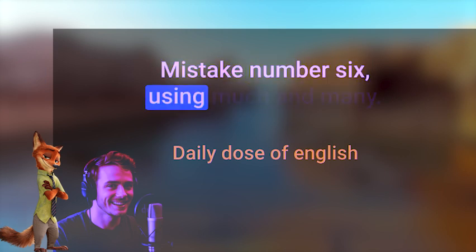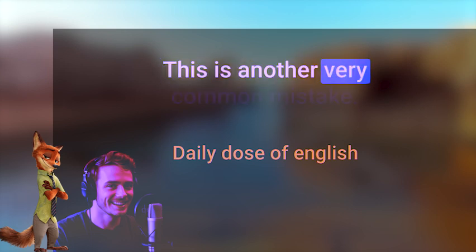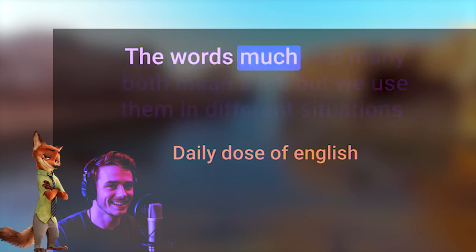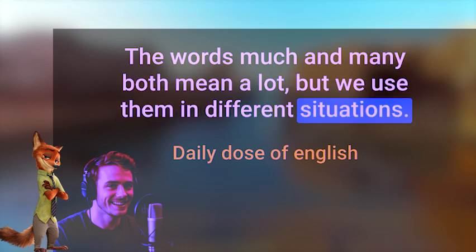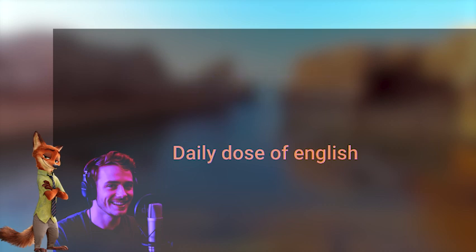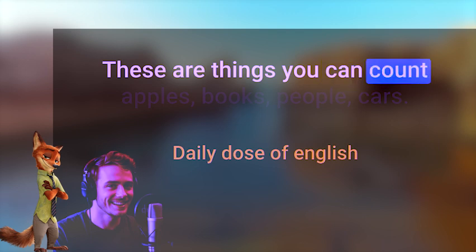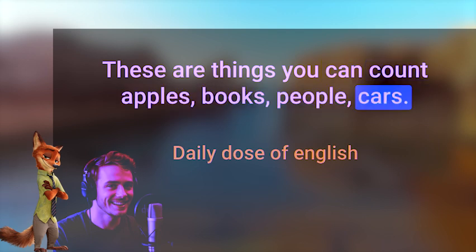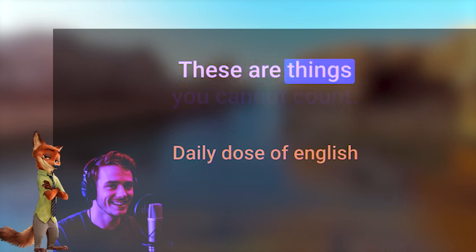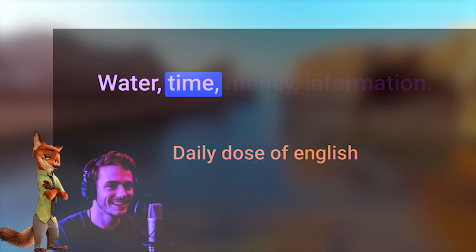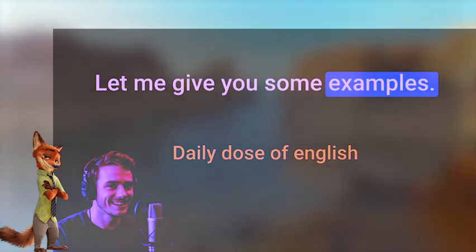Mistake number 6, using much and many incorrectly. This is another very common mistake. The words much and many both mean a lot, but we use them in different situations. Let me explain. We use many with countable nouns. These are things you can count. Apples, books, people, cars. We use much with uncountable nouns. These are things you cannot count. Water, time, money, information.